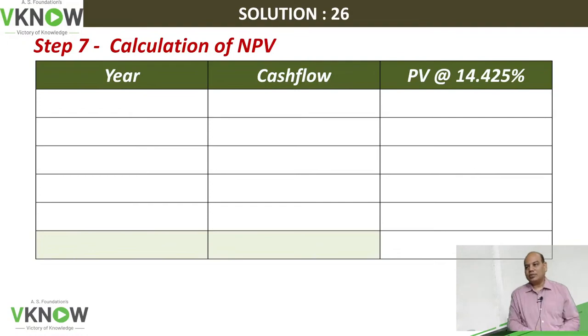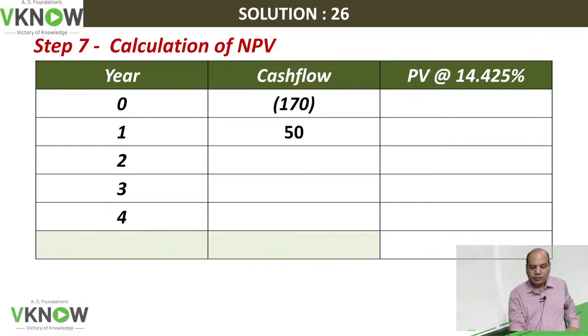Write down step 7. Step 7, calculation of NPV. Very good, Divya. Calculation of NPV. Year, cash flow, PV factor or directly PV. No need to write factor. At 14.425%. Year 0, 1, 2, 3, 4 given in the question. Year 0, 170 is given.